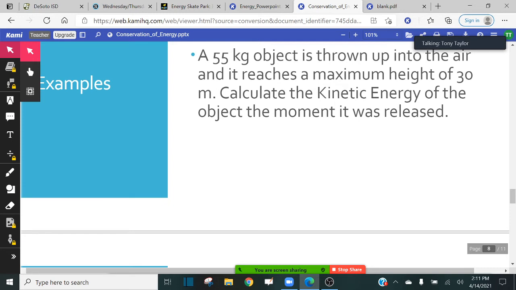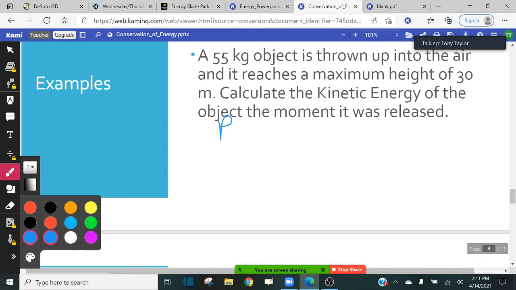In this next problem right here, it says a 55-kilogram object is thrown into the air and it reaches a maximum height of 30 meters. Calculate the kinetic energy of the object the moment it was released. So in this case, we take an object and we throw it upward. Kinetic energy was transformed into potential energy, right? Because it says it reached a maximum height of 30 meters. So whatever its potential energy is at the top must be equal to its kinetic energy at the bottom.